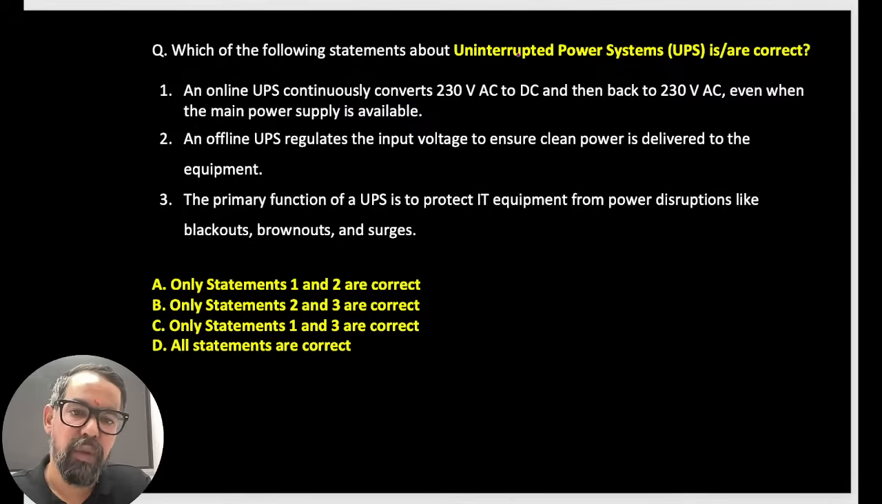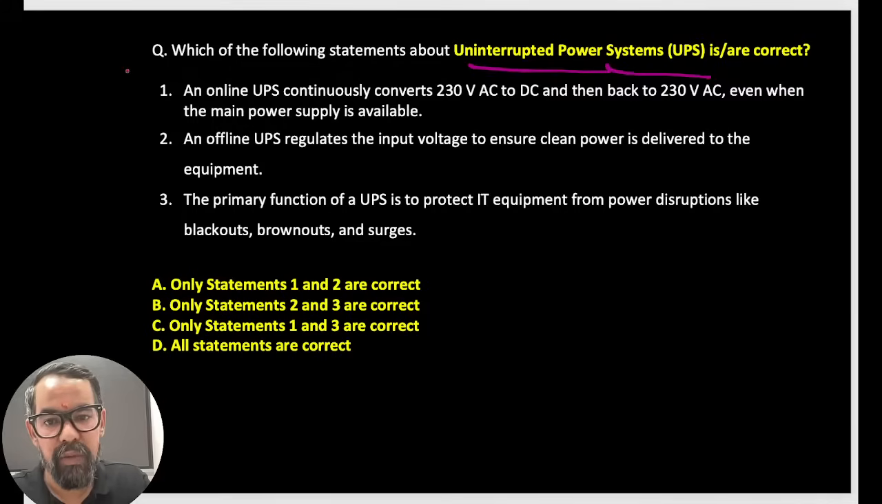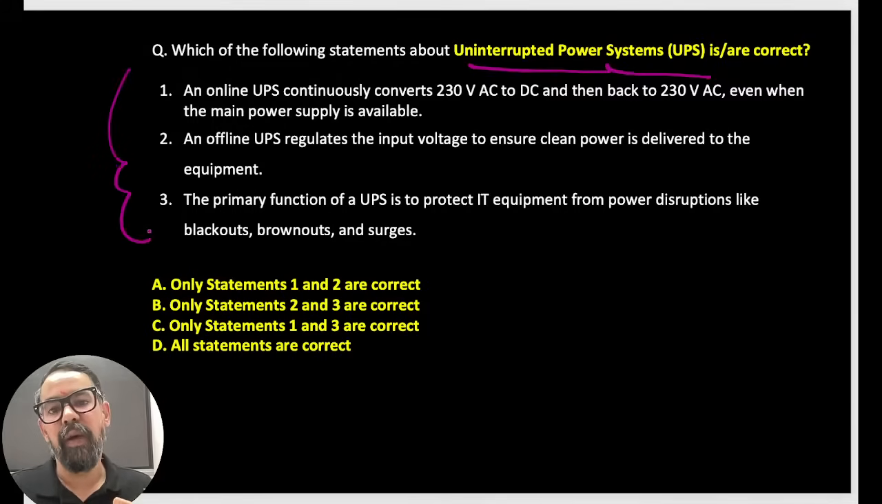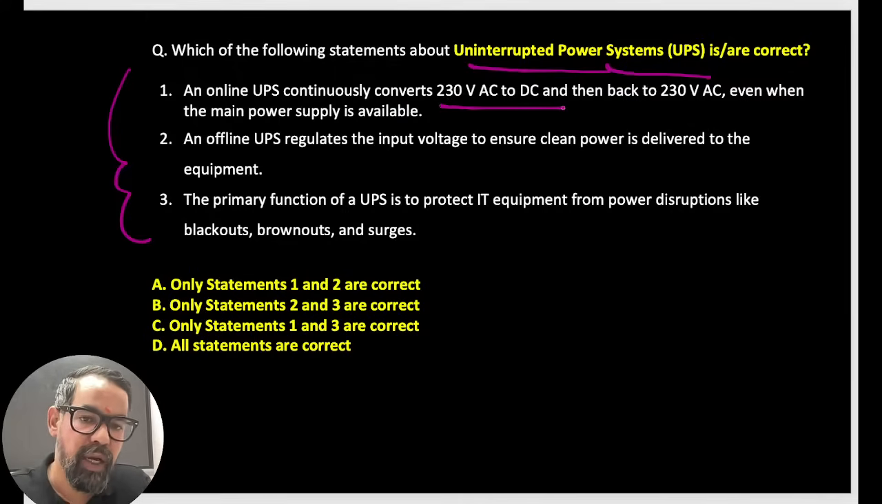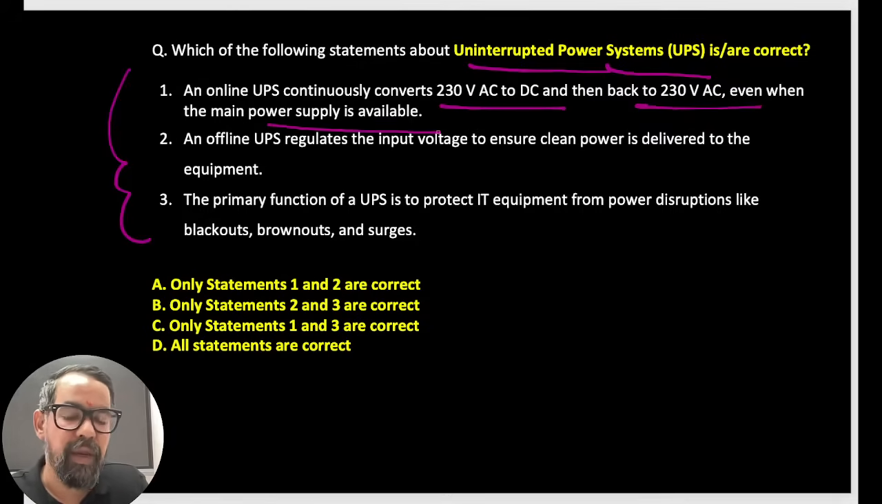Which of the following statements about UPS, uninterrupted power supply, are correct? We use UPS as a power backup in our organization, that small box, right? An online UPS continuously converts 230 volt AC to DC and then back to 230 volt AC even when the main power supply is available. So this is true. This is the core function of this particular device.